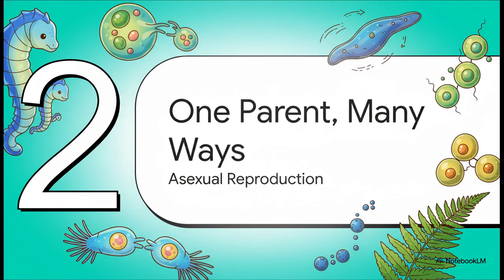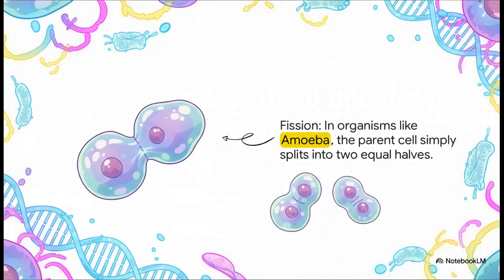Okay, so let's move on and see how life puts this into practice. First up, we're going to look at the simplest strategy out there, asexual reproduction, where it only takes one parent to create a whole new generation. The most straightforward method has to be fission. You can see it here with this amoeba. A single cell just grows and then splits right down the middle into two.